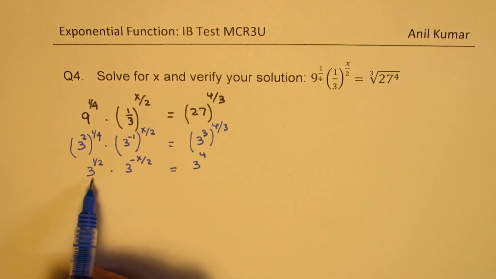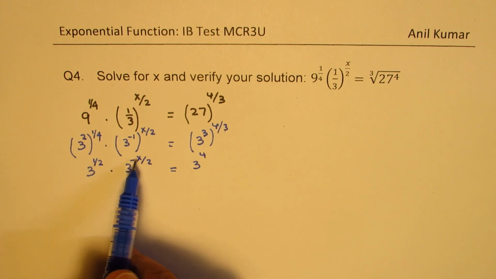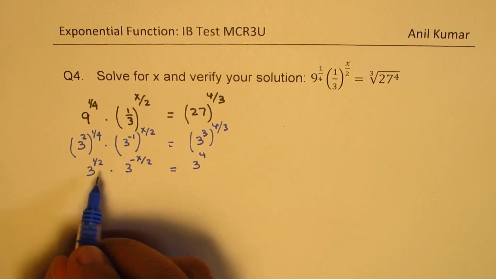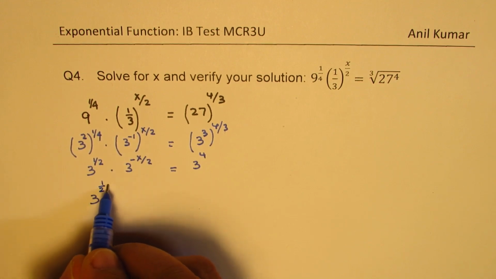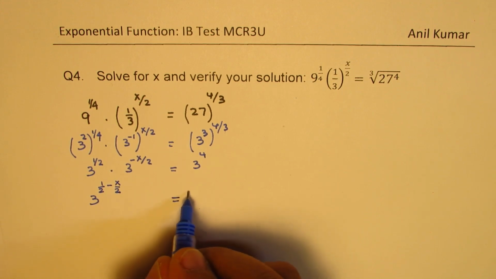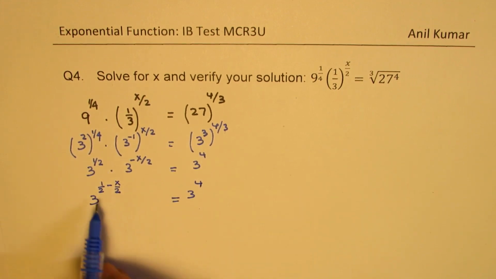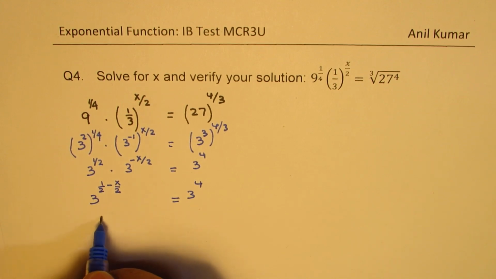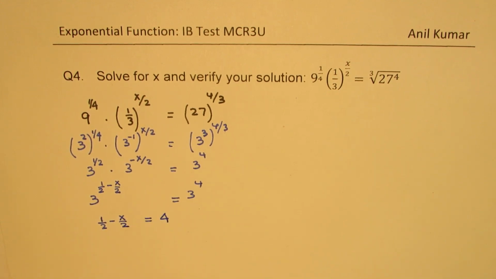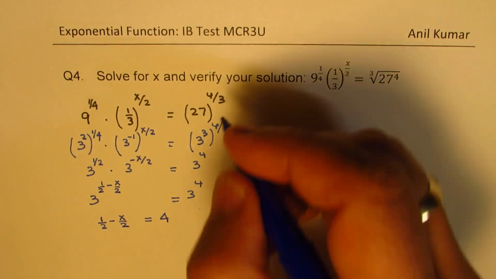On the left side we have 3 to the power of half times 3 to the power of minus x by 2. When you combine these terms, we get 3 to the power of half minus x by 2. And that should be equal to 3 to the power of 4. Now that gives you an equation: half minus x by 2 is equal to 4. Correct. Now we can solve this equation and find our solution.